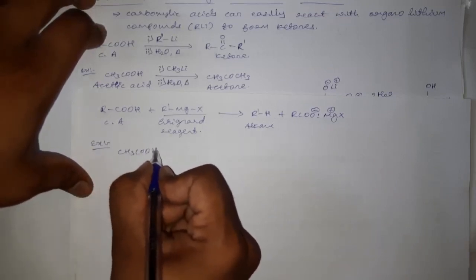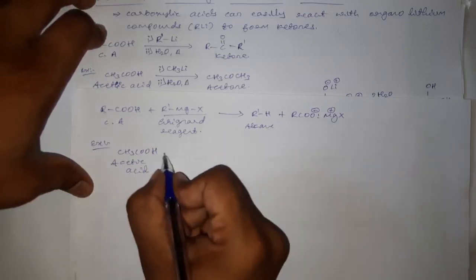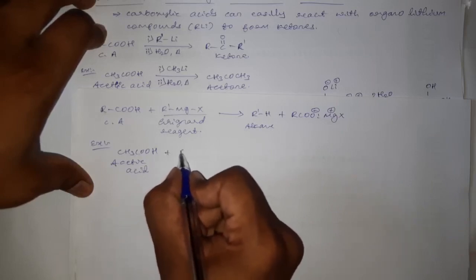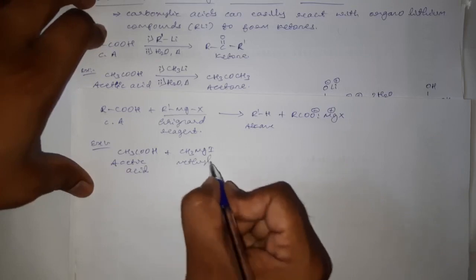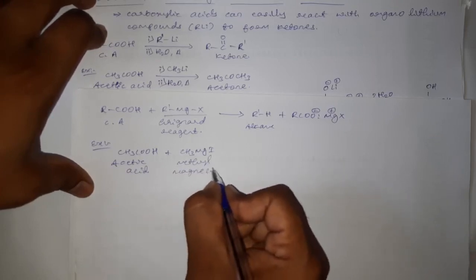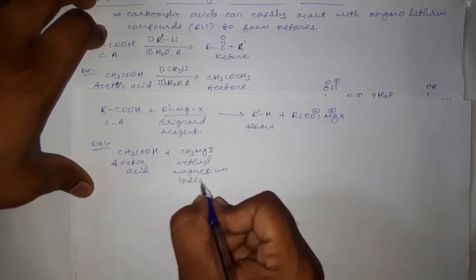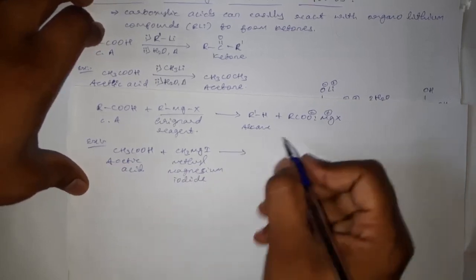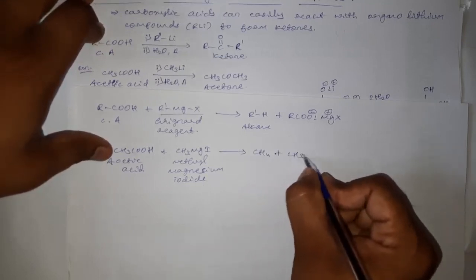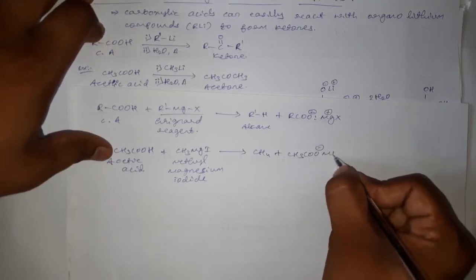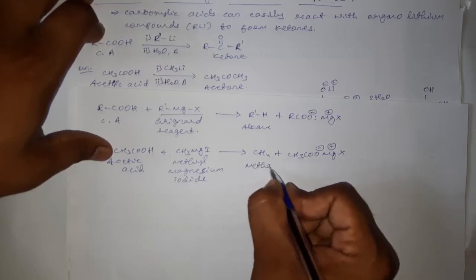Take for example, when acetic acid, CH3COOH, is allowed to react with methyl magnesium iodide, then it forms CH4 plus CH3COO minus Mg plus X, correct? And this is what? Methane.